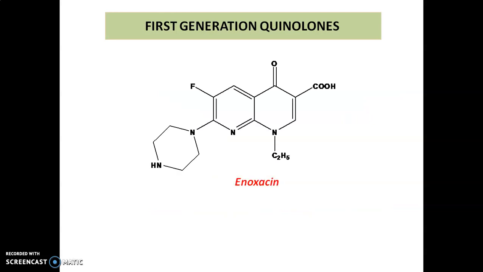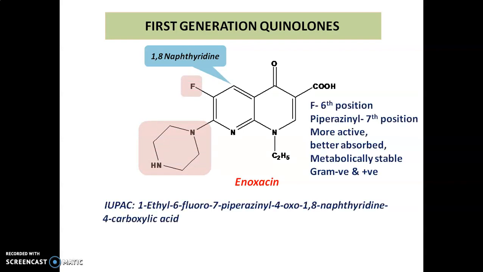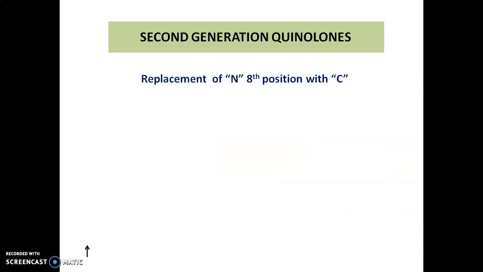Another example of first generation fluoroquinolones is enoxacin. Enoxacin also contains 1,8-naphthyridine ring, and there is a presence of piperazinyl ring at 7th position and fluorine group at 6th position. It is more active, better absorbed, and metabolically stable. It is also active against gram-positive and gram-negative bacteria.